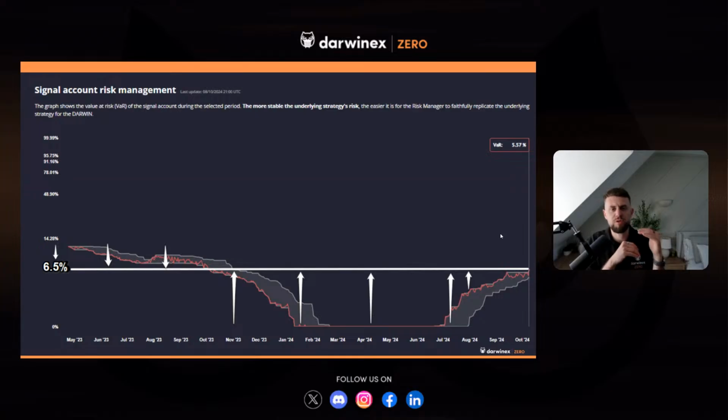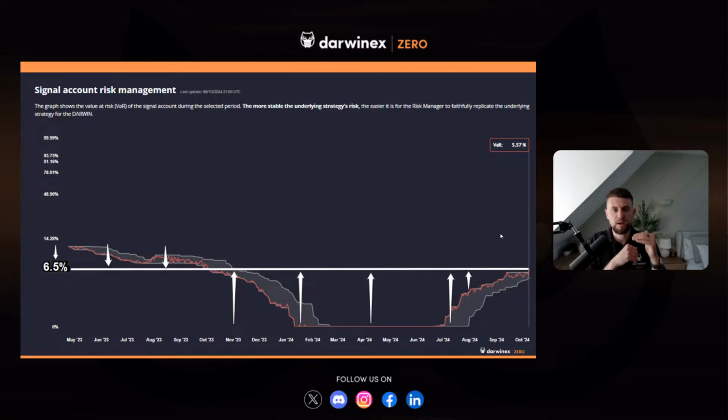When the trader is trading above that 6.5% value at risk, the risk engine is going to be tuning their size down. So, for example, at the beginning, it looks like the trader was roughly about 13% VAR. So at that point, the risk engine is going to be cutting their size pretty much in half. So for every one lot the trader takes at MetaTrader level, the risk engine is going to force the Darwin to take half that size. So 0.5 lots.